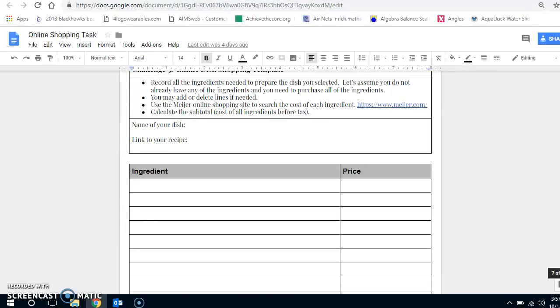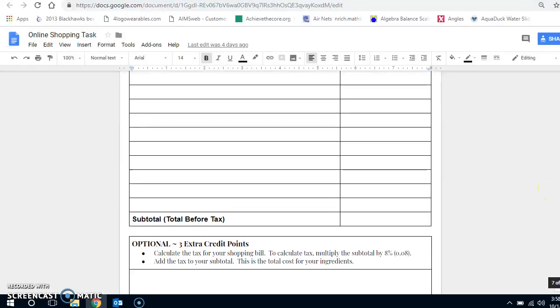All right, here is the Challenge 3 shopping template. You will record all the ingredients needed to prepare the dish selected. Let's assume you do not already have any of the ingredients in your house and you need to purchase all of the ingredients. You may add or delete lines if needed. Use the Meijer online shopping site to find the cost of each ingredient. Calculate the total cost of all ingredients before tax. I would like you to put the name of your dish here. Also, if you have a recipe from online, please include the link.